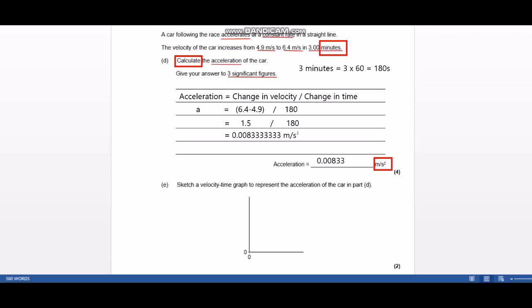Now, sketch a velocity time graph to represent the acceleration of the car in part D. It says the car following the race accelerates at a constant rate. So that's the clue there. Constant rate means it's going to have to be a straight line on this graph. So choosing a point which we believe to be 4.9.